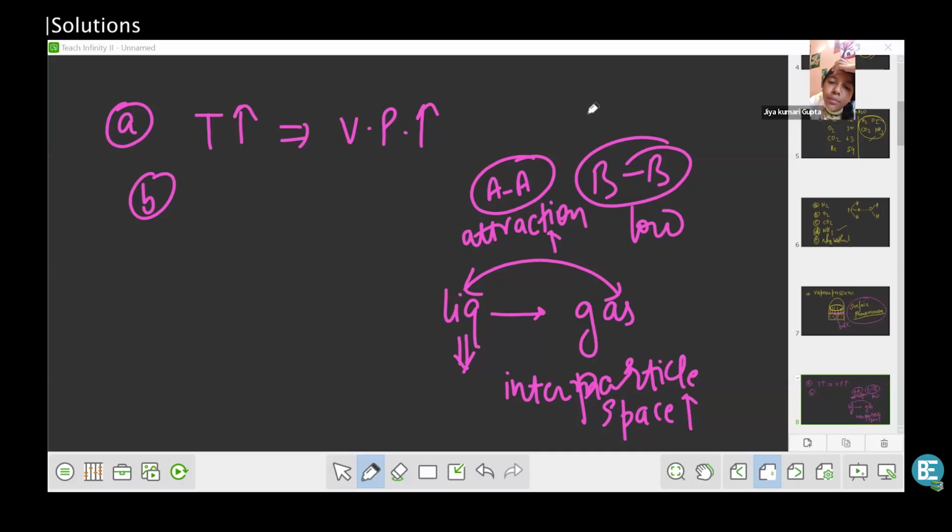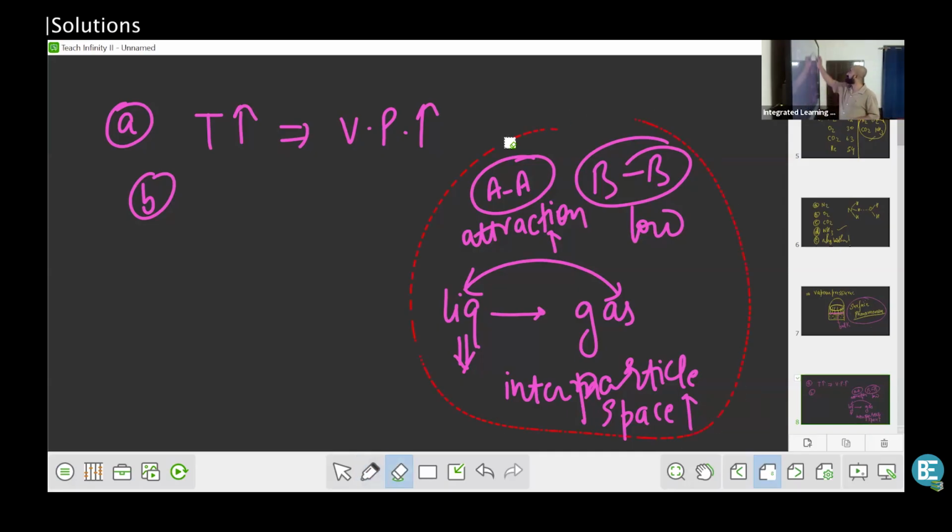Yes, sir. I'll repeat again. Suppose you have A. In A, the attraction forces are high. Okay, there are high attraction forces. So if the attraction forces are high, you'll have to break them apart and you'll need more energy. More energy is required, and if more energy is required, then the vapor formation is less. Is that clear now? Yes, sir. Write down the second part.